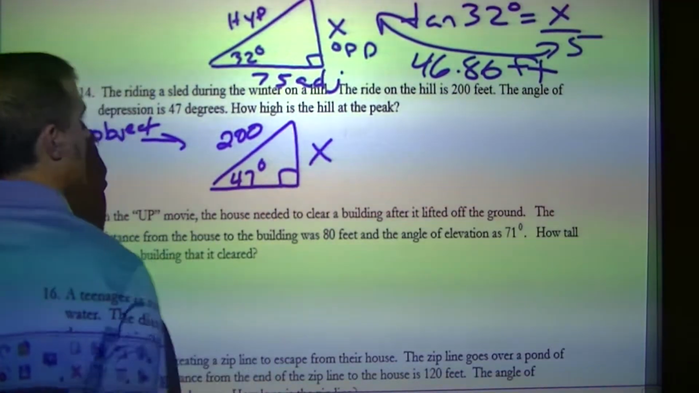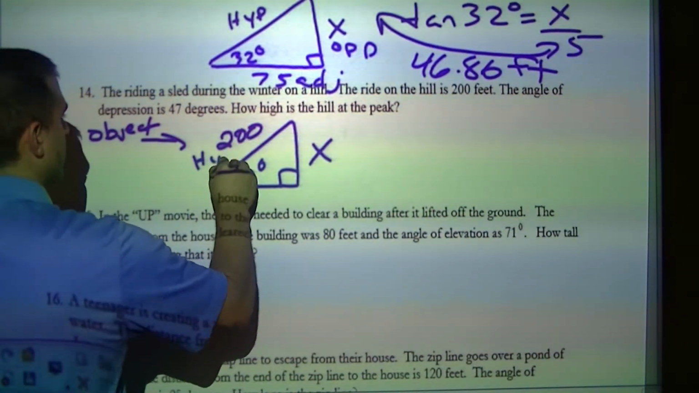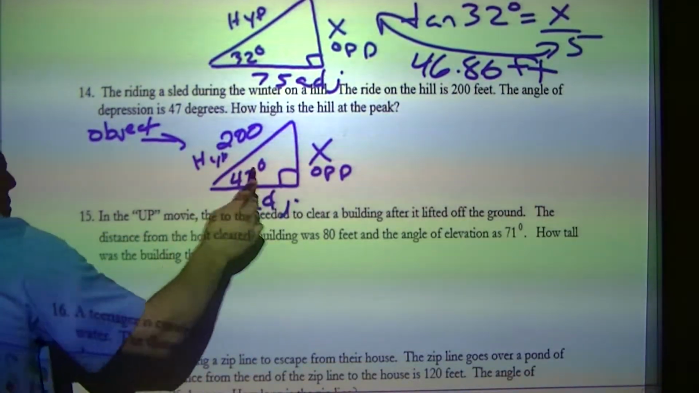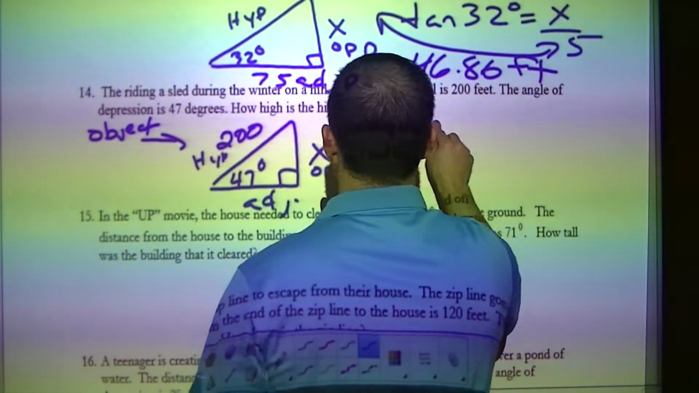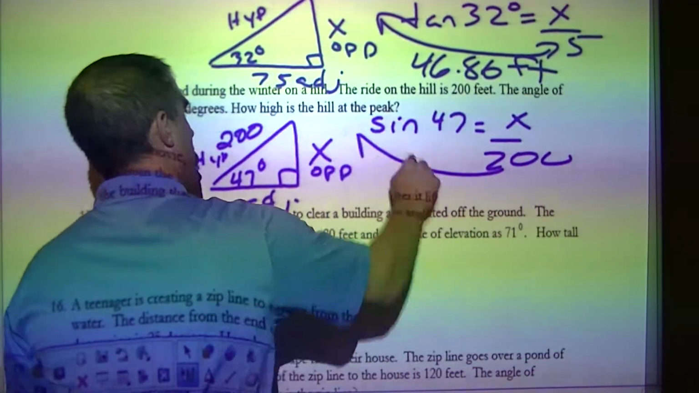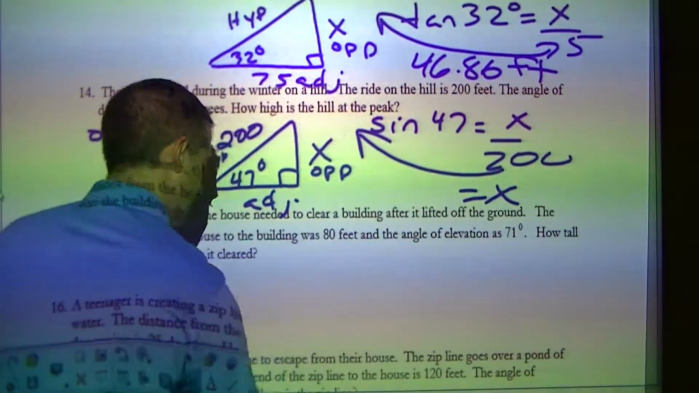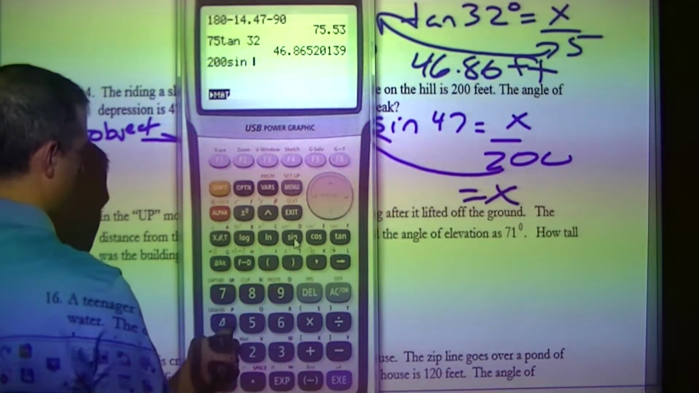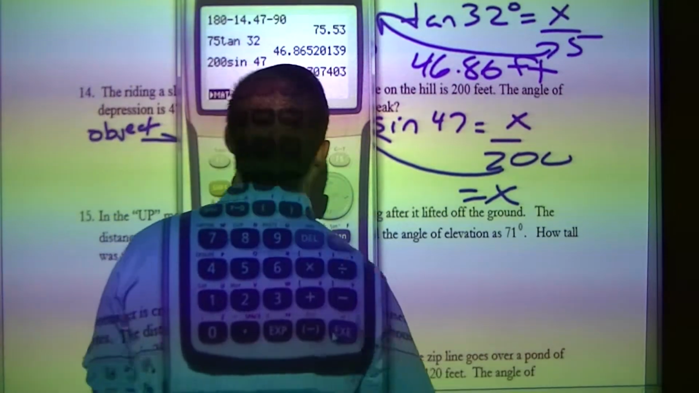So this is the hypotenuse, this is the opposite, this is the adjacent. In this case, the variables I have there are sine. So sine of 47 equals x over 200. What I would do is move the 200 up there to give me my x. 200 sine of 47, and that's 146.27.